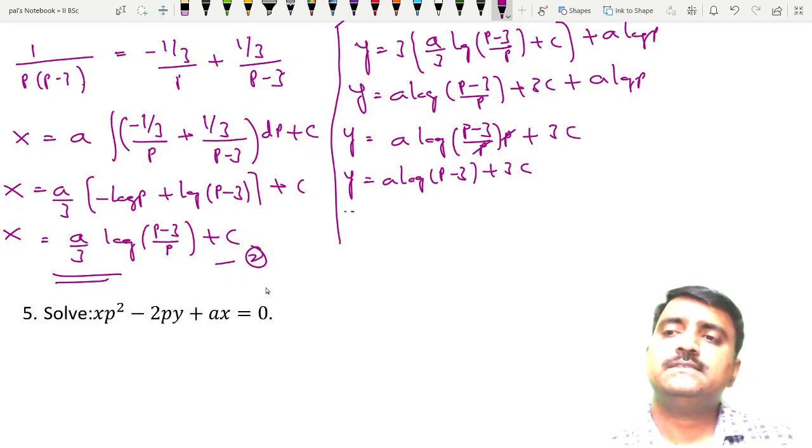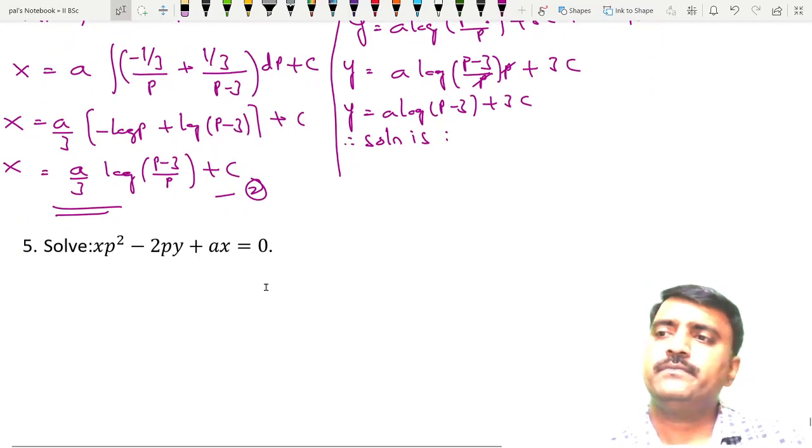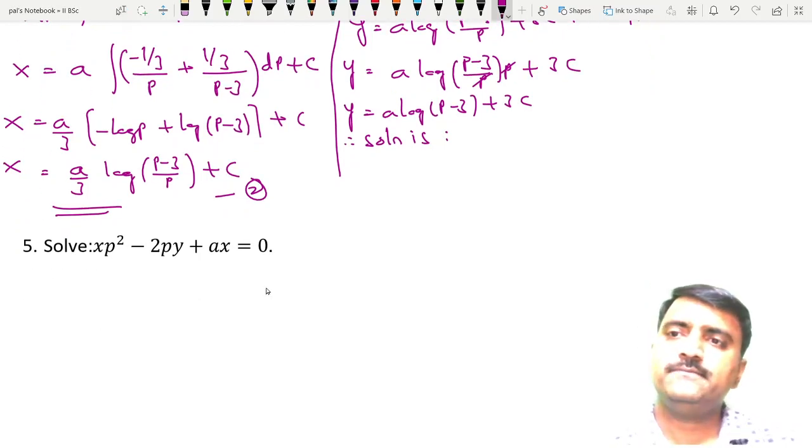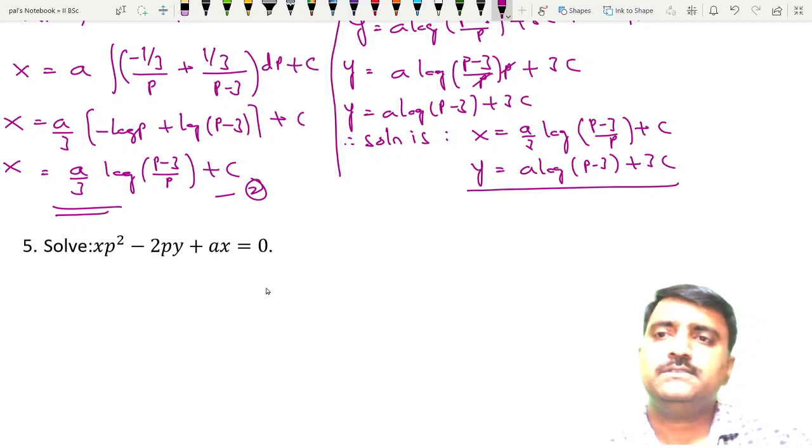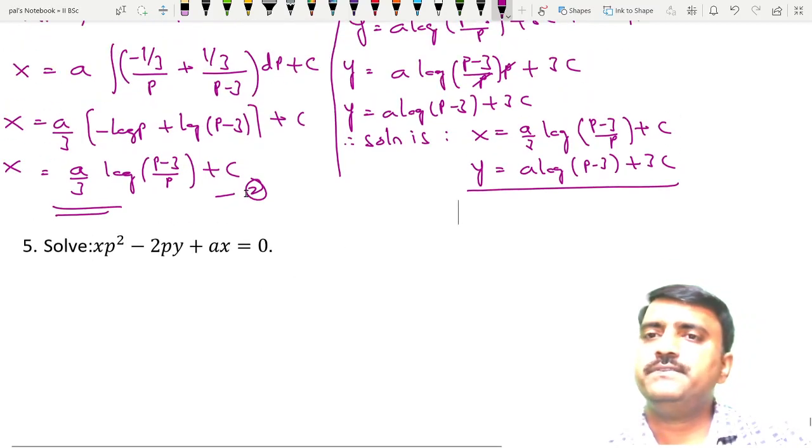So therefore the solution is x is equal to a by 3 log of p minus 3 by p plus constant, y is equal to a log p minus 3 plus 3c. So these two equations form the solution to the given differential equations.